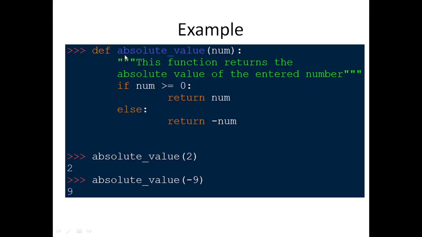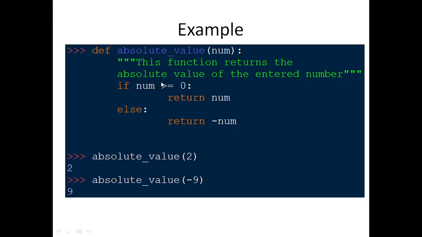So we'll see an example here. This function actually finds the absolute value. If we give -5, it will return 5. If we give 5, it will return 5. So it will find the absolute value of a particular number. This is the function name, absolute underscore value, and num is a parameter, and this is a doc string. This function returns absolute value. This doc string is optional.